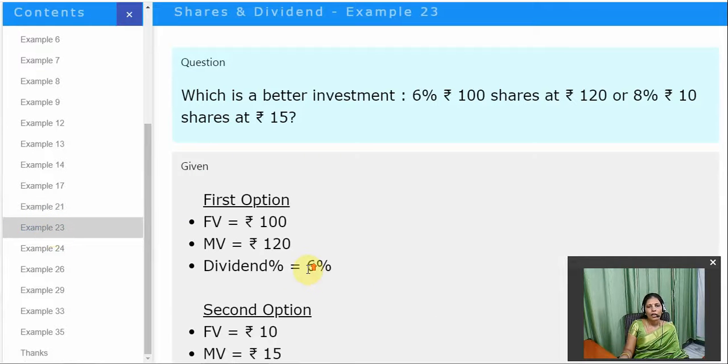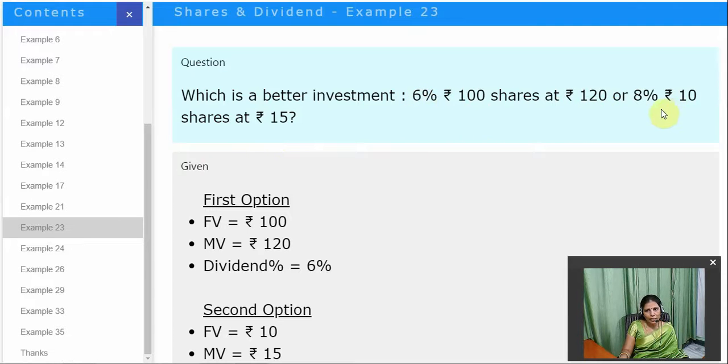Fine. Now in this question they were asked which is a better investment: 6% rupees 100 shares at rupees 120, or 8% rupees 10 shares at rupees 15. So here this is the data of one company and this is the data of the other company. Now the first company the face value is 100 rupees, the market value is 120 and 6% is the dividend percentage, right?